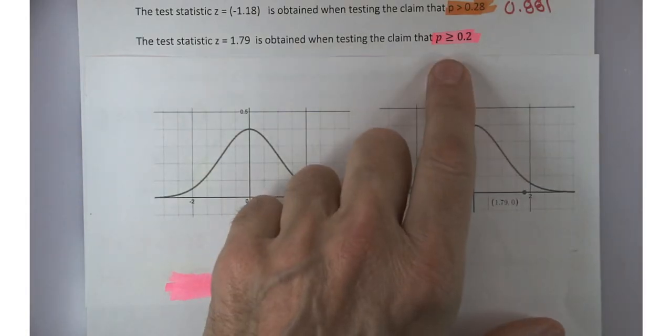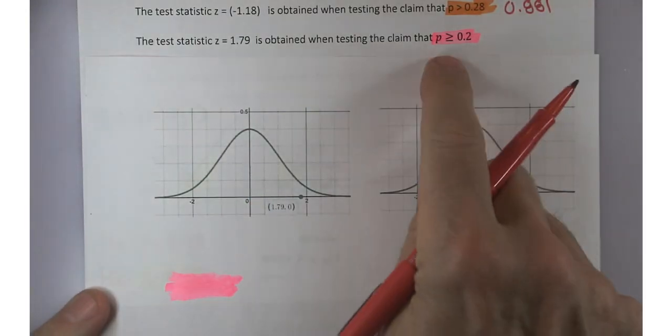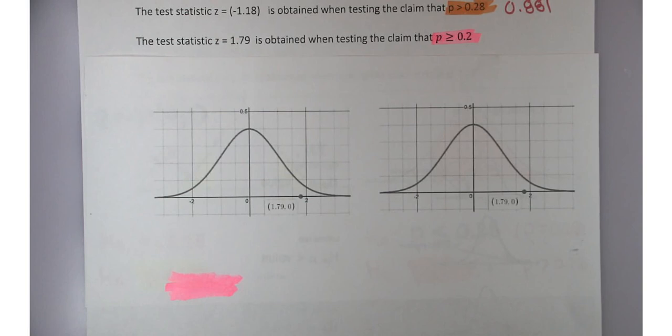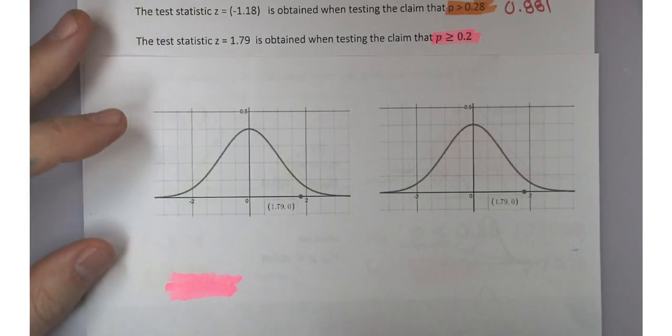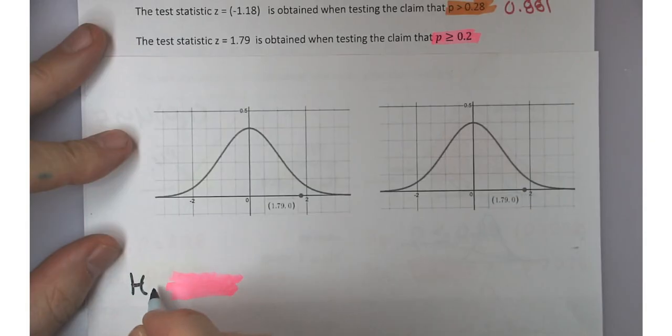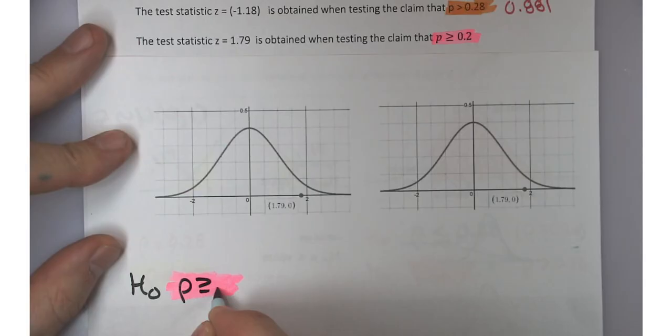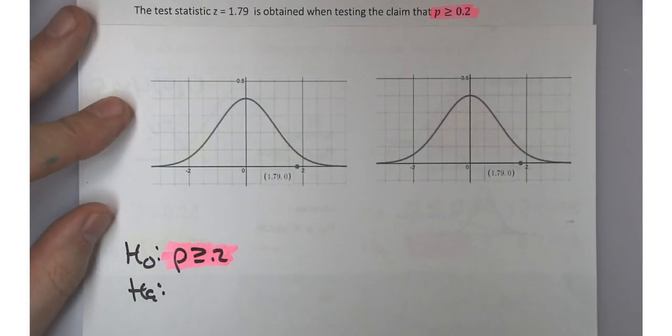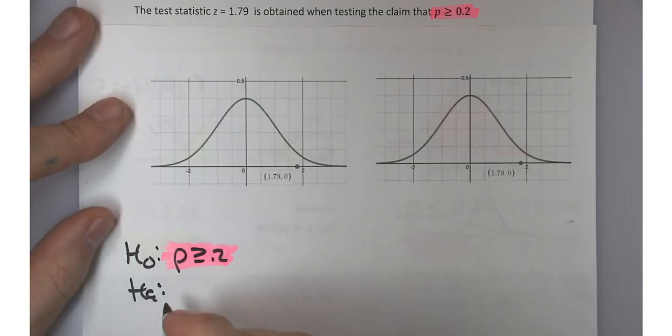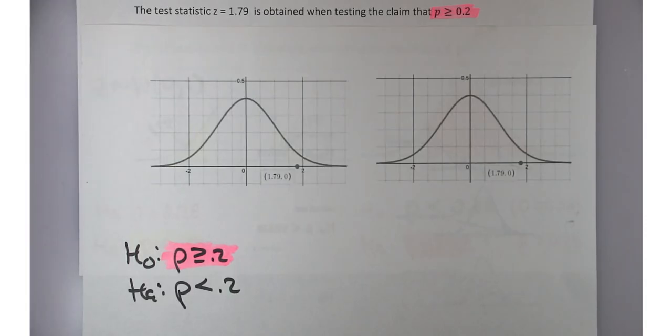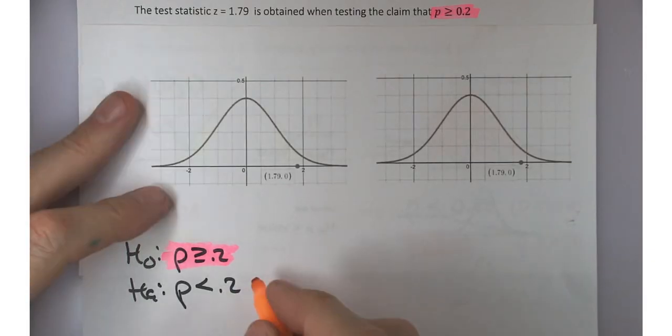So let's take a look at P is greater than 0.2. Where is that going to go? Is that going to be part of the null or alternative hypothesis? That's going to be part of our null hypothesis because it contains the possibility of equality. So if that's part of our null, what's the alternative hypothesis going to contain? P is less than 0.2. And if P is less than 0.2, what kind of a tail test is this? A left tail test. Good, so that's going to be a left tail test.